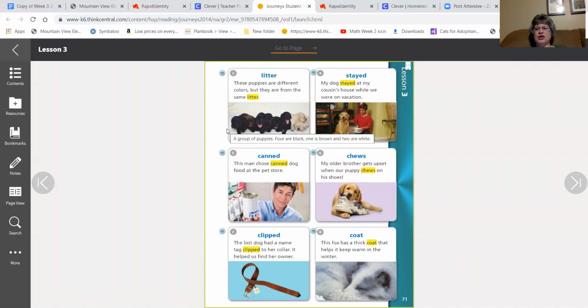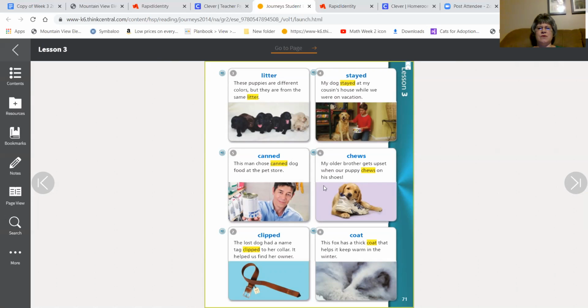We also mentioned the word coat. When you first read the word, you may have thought of a coat that you would put on when it's chilly or rainy and you need a coat for extra protection. However, look down here in our box. Let's see if that was the correct meaning. Coat. This fox has a thick coat that helps it keep warm in the winter. So notice it's not the type of coat we were talking about, was it? This type of coat is the fur covering of an animal.